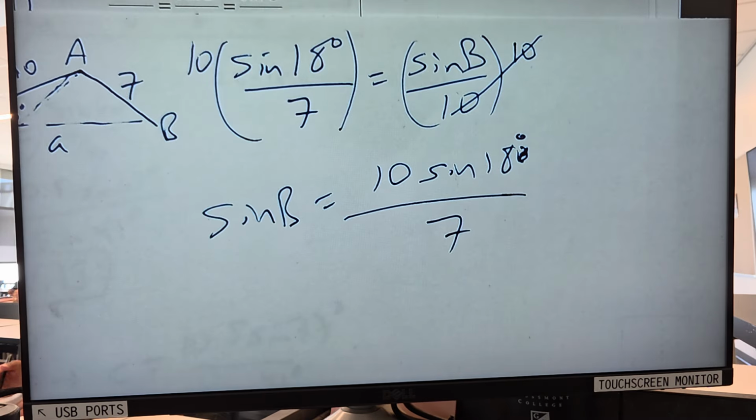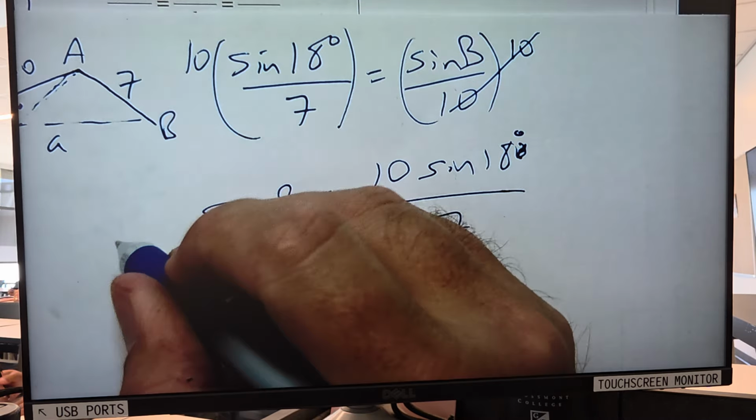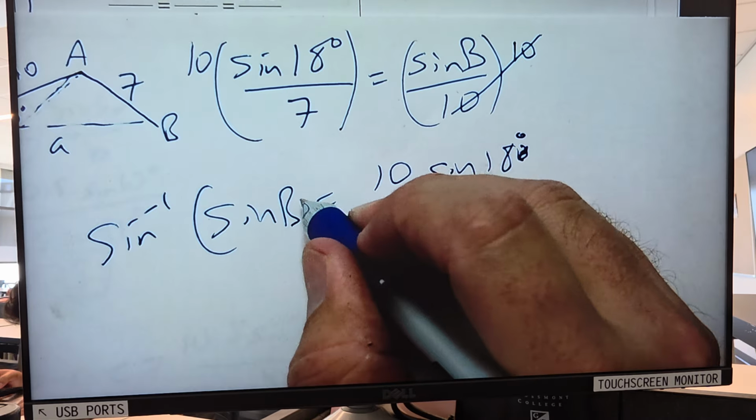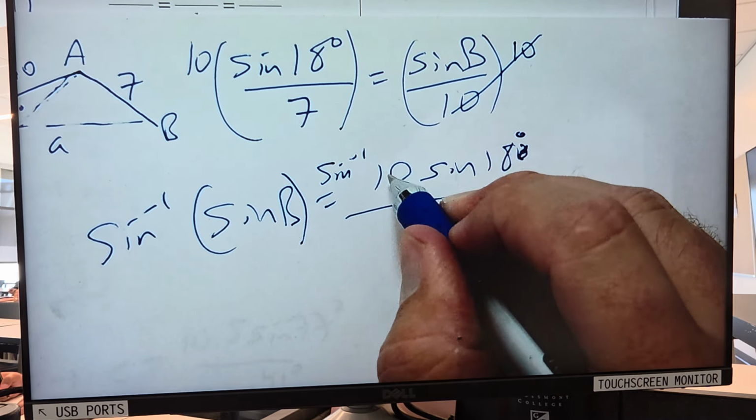How do I solve for angle B now? How do I kill the sine? Divide by sin? No, inverse sine. Beautiful. I have to kill the sine, and the only thing that has that ability is inverse sine. I take the inverse sine of this side, and I take the inverse sine of this side.